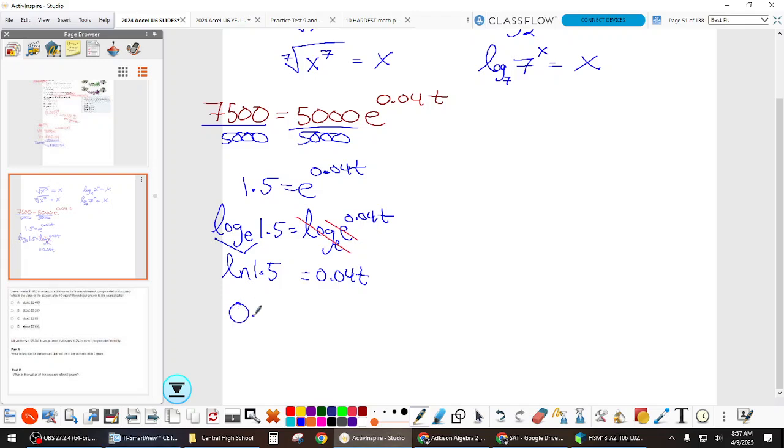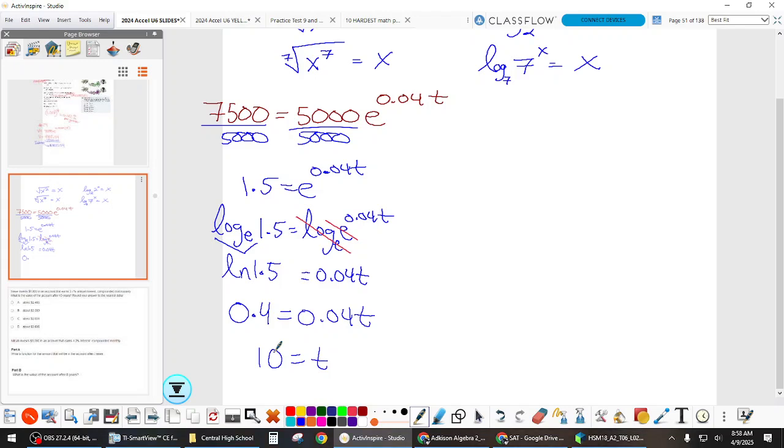So this is 0.4. How many times does 0.04 go into 0.4? 10 times. Okay, so this would take 10 years of leaving your money in there to earn that $2,500. Yo, I literally said it at the beginning. Did you? Yeah, that was my guess.